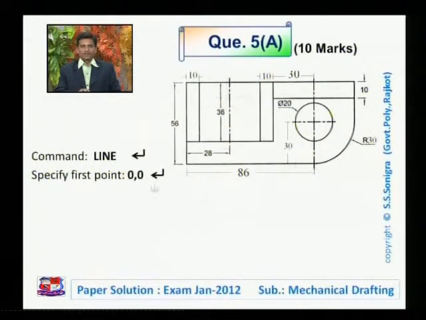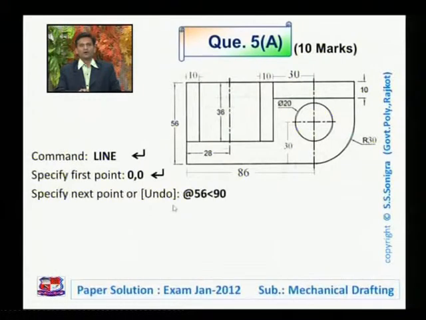Then enter. After entering this, the next prompt would be specify next point or undo. So here we have to specify the next point, and the next point would be at a distance of 56 mm at an angle of 90. This 56 represents the length of the line, this represents the symbol of angle, and this is 90 degrees.